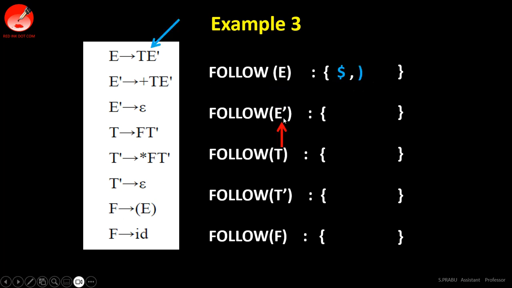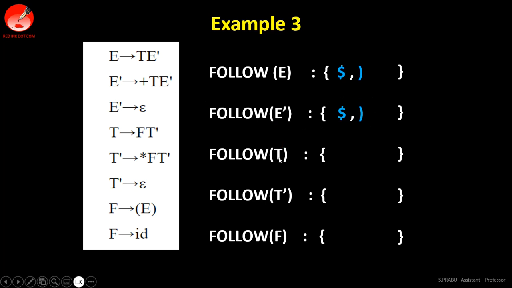Then I go to the E dash. E dash can be present here. There is no next element, so follow of capital E can be copied into follow of E dash. So dollar symbol and closed bracket can be copied here. Then in this E dash, there is no next element, so follow of E dash can be copied into follow of E dash. So no need to do this.